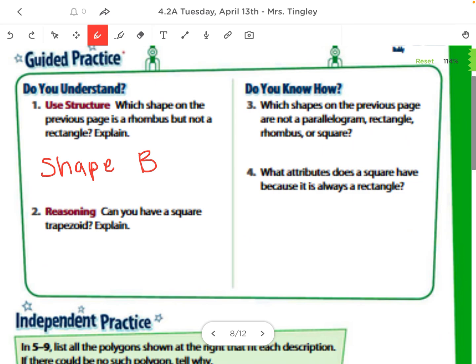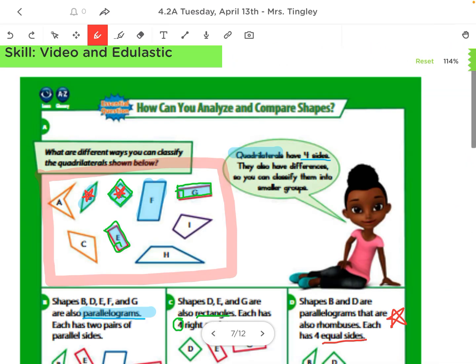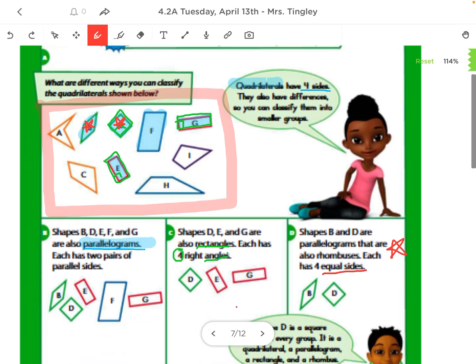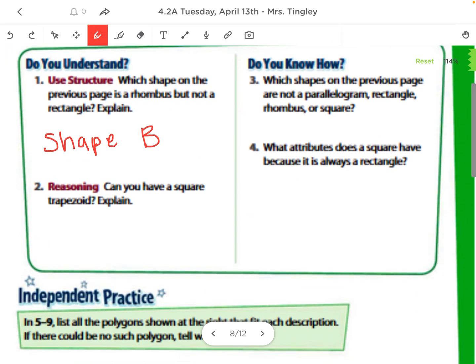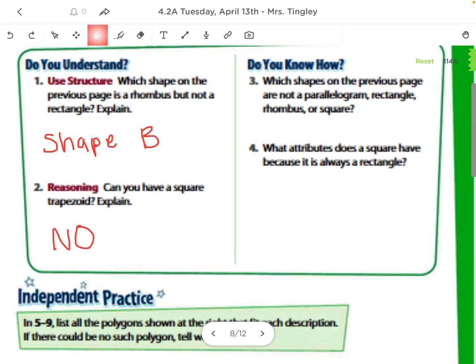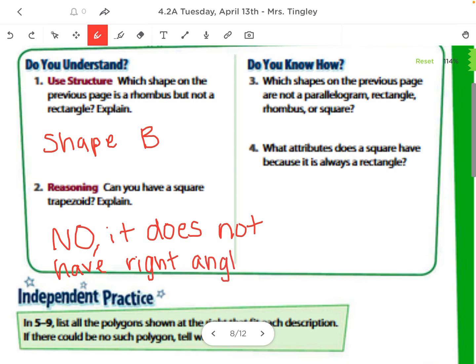Okay. Have fun outside. Number 2, can you have a square trapezoid? Is there such thing as a square trapezoid? Well, a trapezoid does not have right angles, and it only has 1 pair of parallel lines. So the answer is no.